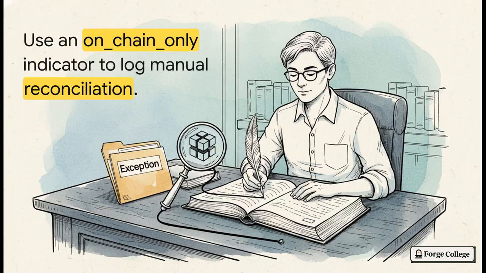First of all, do not panic. This is exactly where you use an on-chain only indicator. The reality is, discrepancies are totally expected in the real world. You've got to treat exception handling and manual reconciliation as first-class audit data. Explicitly recording why an off-chain receipt doesn't exist, or logging the specific manual reconciliation steps you took, that is exactly what external auditors want to see. It shows you're actually paying attention.